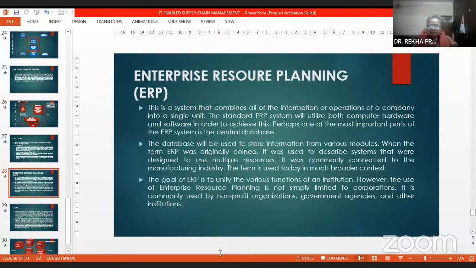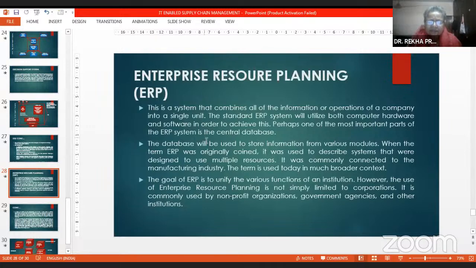Whatever data is collected at one place is shared throughout the organization, and it is made in a modular form so that the modules work separately as well as, at the same time, integrate with other functional areas.